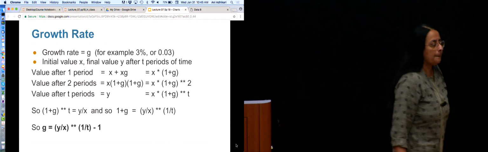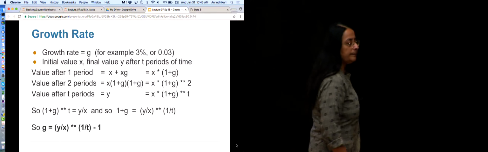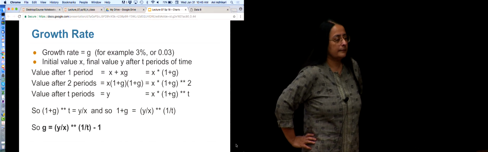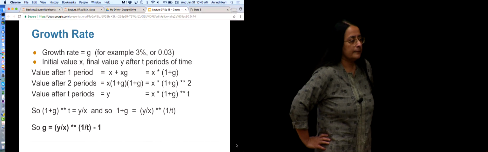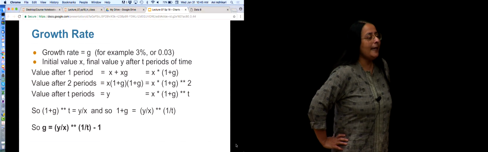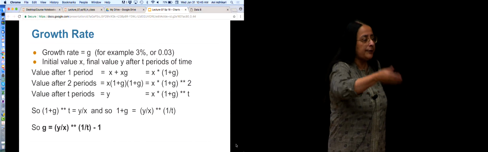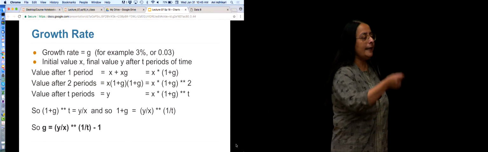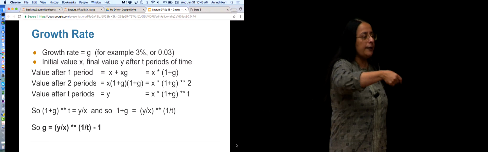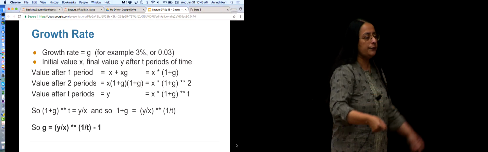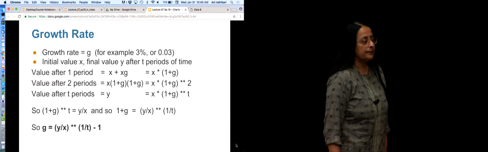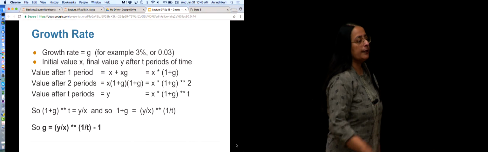Isn't that the cumulative growth rate from the beginning and not just the growth rate from the previous period? This is the annual, so just think of periods as years. This is the annual growth rate that would, if you compounded, would have led you from X to Y in T periods. It is a per year rate.